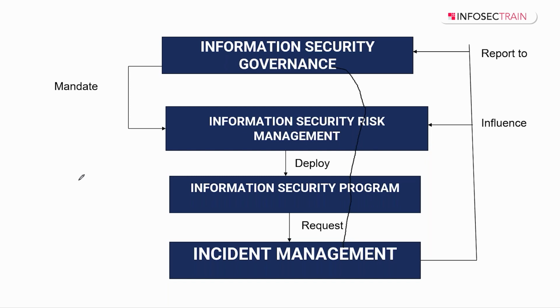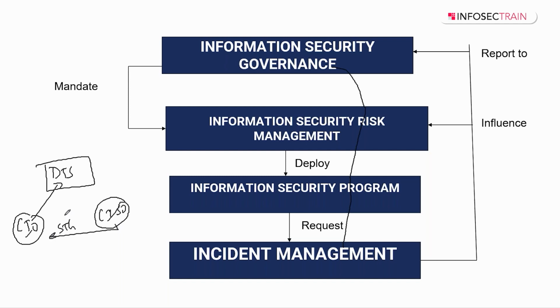Let's take an example. The company is planning for a digital transformation, DTS. So the CIO is creating his own IT strategy to support the DTS, and the CISO is creating his strategy to support the CIO initiative. Because at the end of the day, information security is the one which supports IT. So the CISO will create a strategy. Then based on that, he creates a policy. Based on the policy, he creates a program and then he implements it.